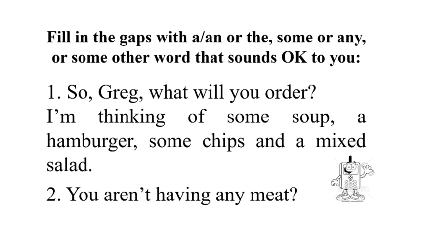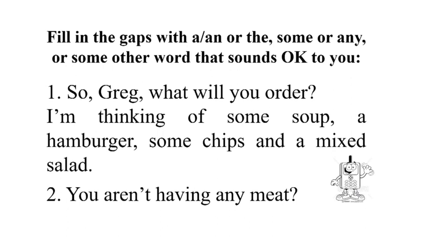Okay? So, when you order things, here we're gonna talk about countable, uncountable nouns, some, any, and so on and so on. So it's not particularly about a, an, or the, definite or indefinite articles. It's more about what can you count, what can you not count, but it's really easy. So, Greg, what will you order? And then Greg says, I'm thinking of some soup, a hamburger, 1 hamburger, some chips, because you cannot count chips.